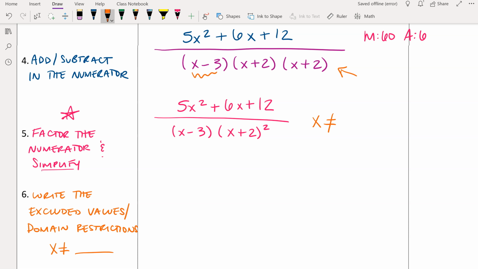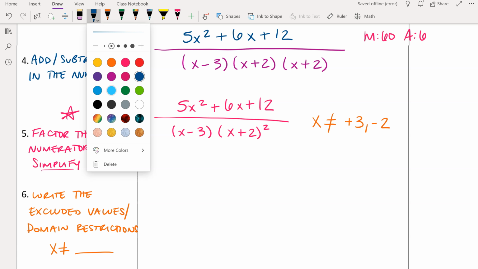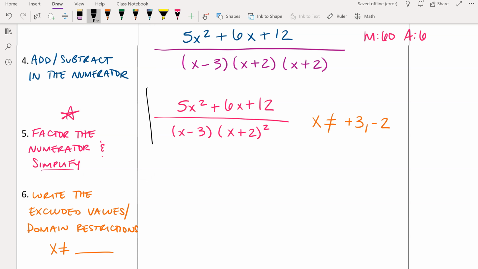x is not allowed to equal positive 3, negative 2, and then this one's also negative 2. If you get an excluded value twice, you don't actually have to write it twice. So your excluded values are just positive 3 and negative 2. And then we box our final answer. That's it, y'all.